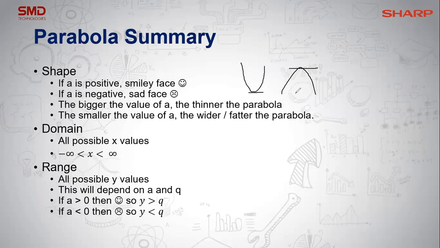So the bigger your A value is, above 1, the skinnier your parabola is, and the smaller, between 0 and 1, so the fractiony side of things, the wider your parabola will be as well. Then, of course, your domain is all your possible X values, so it'll just be negative infinity to positive infinity. And your Y, if it's a happy face, will be greater than your minimum turning point. And if it's a sad face, it will be less than your turning point.